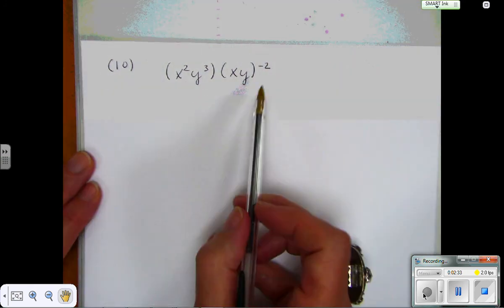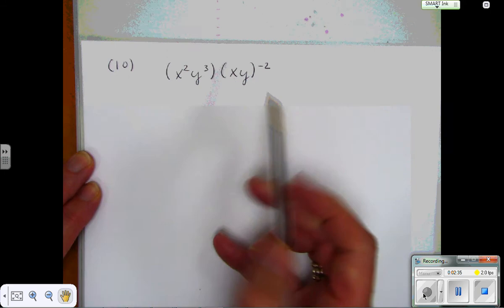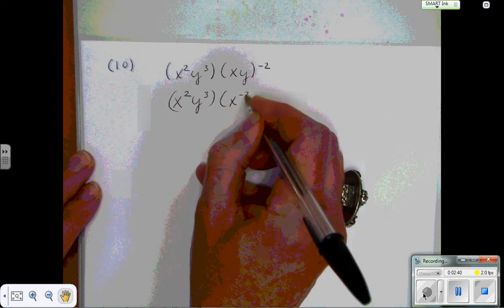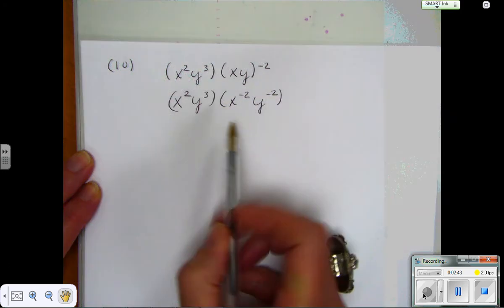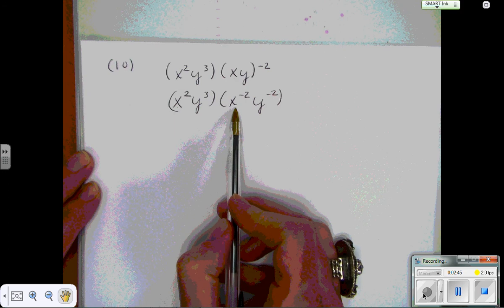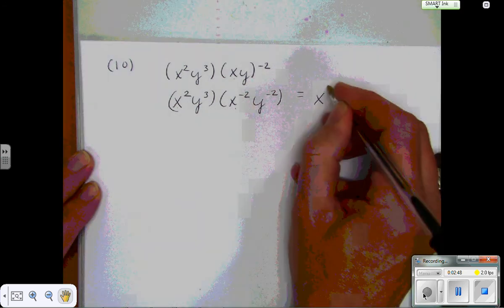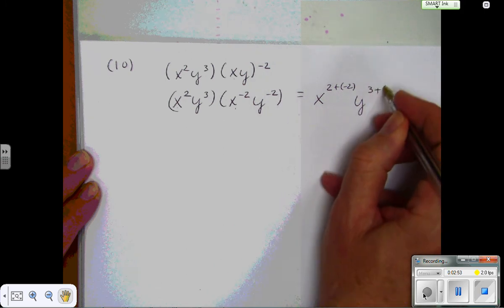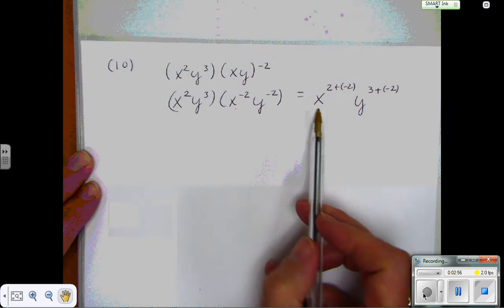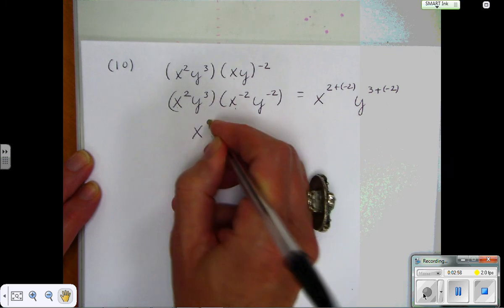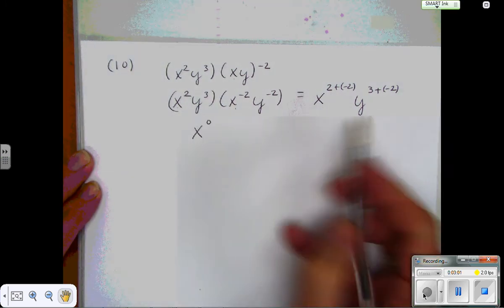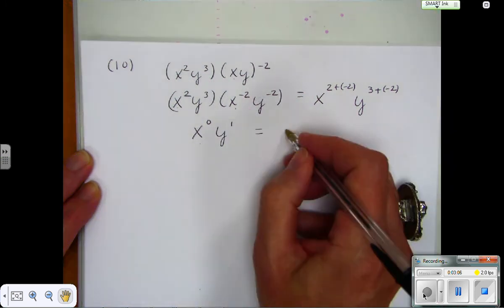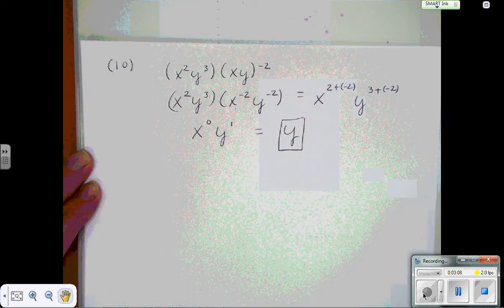Okay, so first I can apply that negative 2 to the x and to the y. So I'm going to rewrite it: x to the negative 2, y to the negative 2. Now when I multiply the same bases together, I'm going to add the exponents. So x squared plus a negative 2, and y to the third plus a negative 2. So what happens to my x is it becomes x to the 0 power, and the y becomes y to the first power. x to the 0 is just 1, so your answer for that whole thing, the simplified answer, is just y.